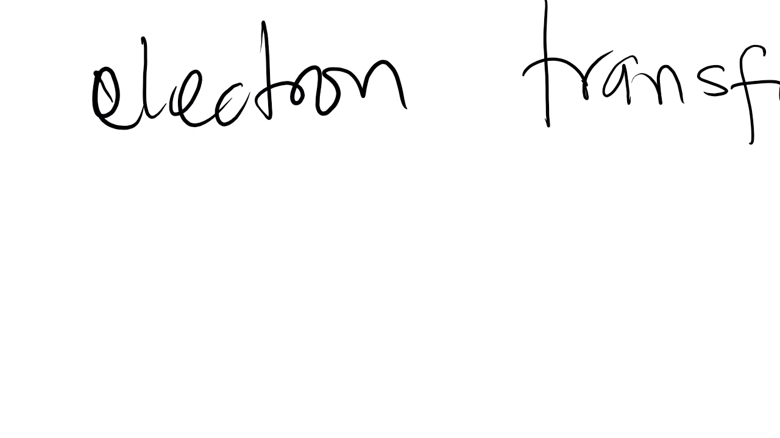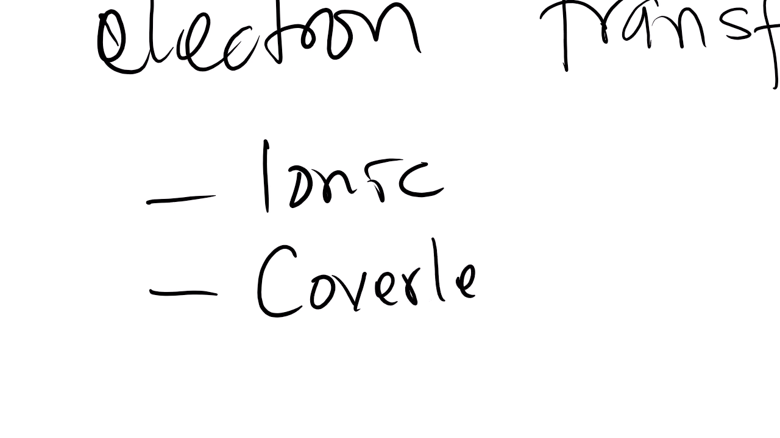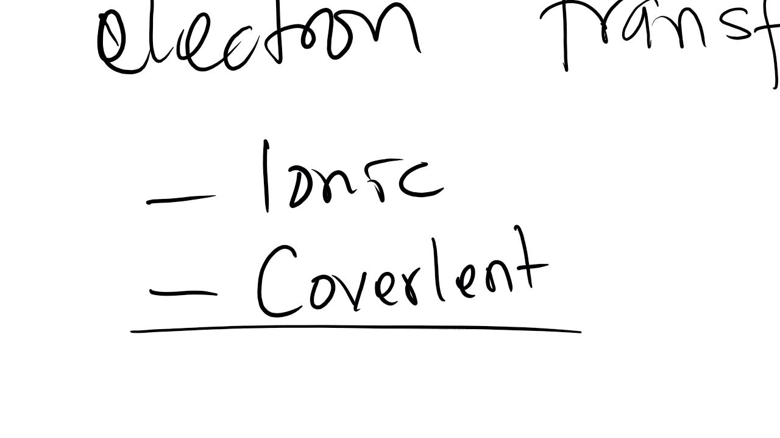This is just ionic bonding. In our next class, we are going to see more examples of ionic bonding. Then we look at the next type of bonding, which is covalent bonding. Covalent is also another interesting form of bonding.